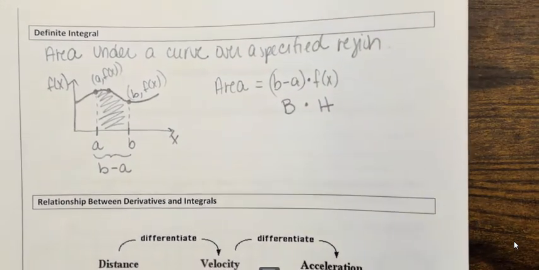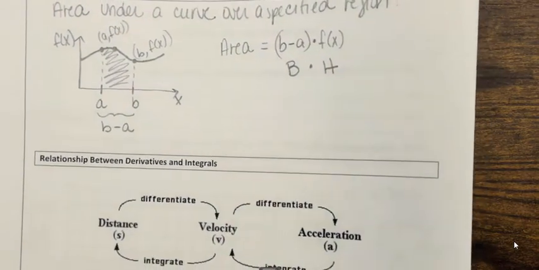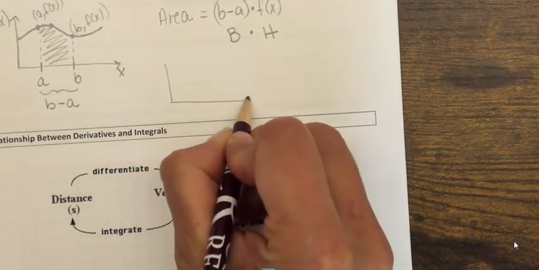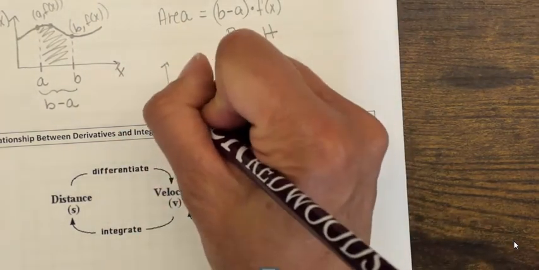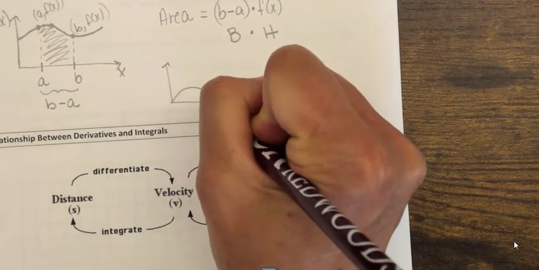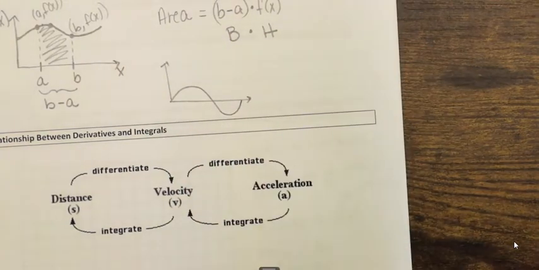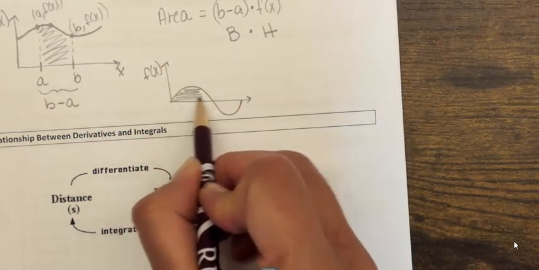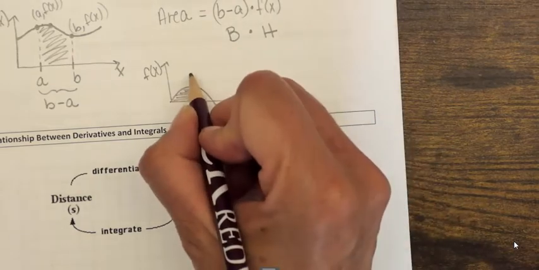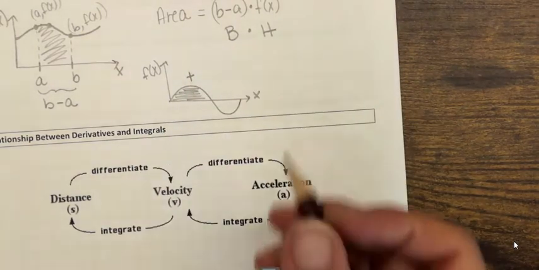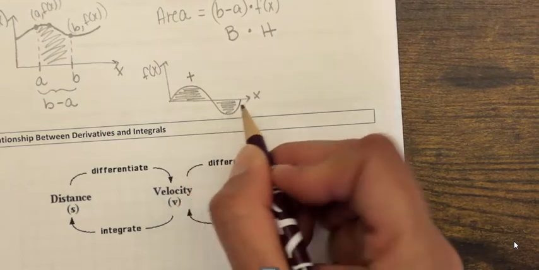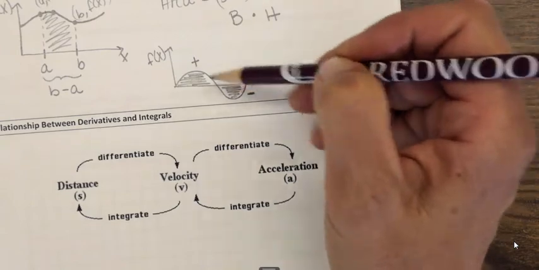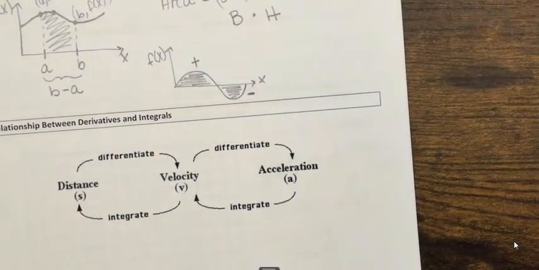Now there are times where you'll have positive area and you'll have negative area. So for example, if I gave you a curve that looked like this, some of this area, the part that's above the x-axis, that's all going to be positive. But the part that's below the x-axis, that's going to be negative. So you end up taking the difference between these two, okay? Whatever you're left with ends up being your area.